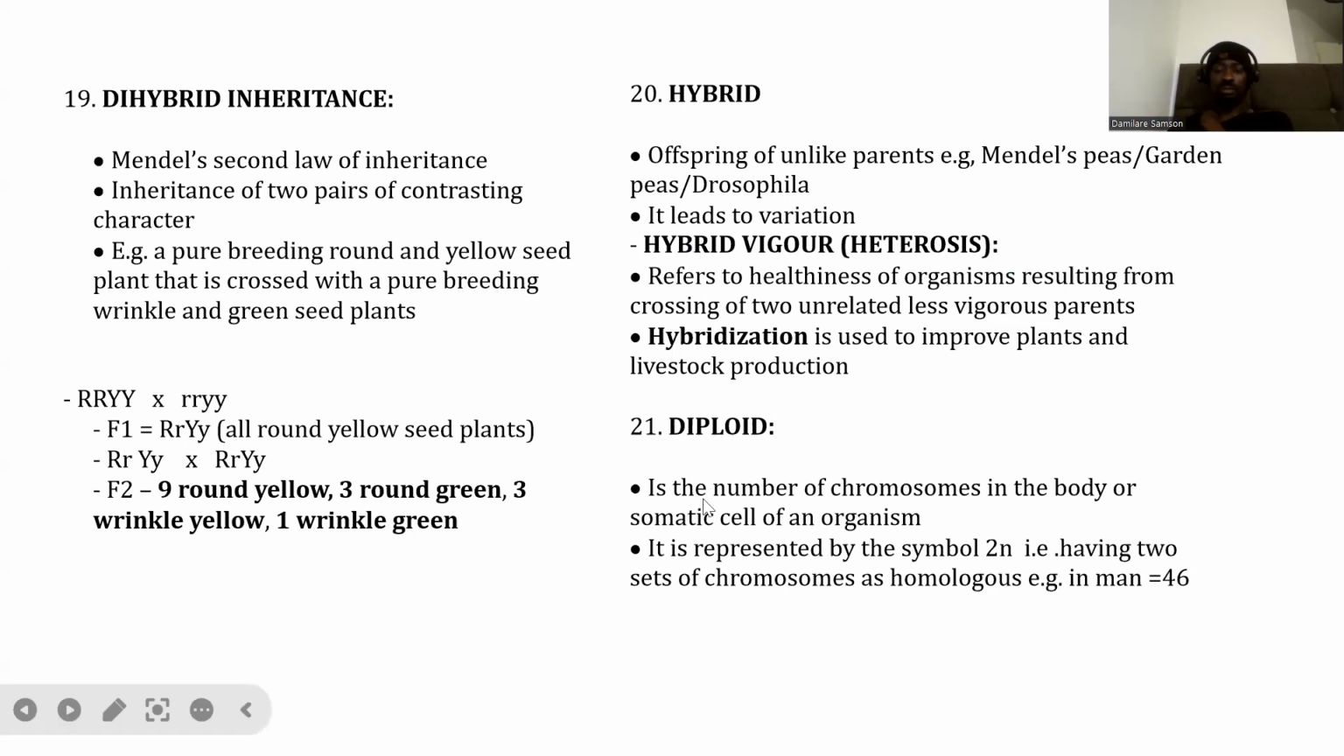So we have diploid here. It's the number of chromosomes in the body or somatic cell. I think I've talked about this many times. Even while we're talking about cell, when we're talking about mitosis and meiosis, I've repeated it many times with that number. So that is for the diploid.